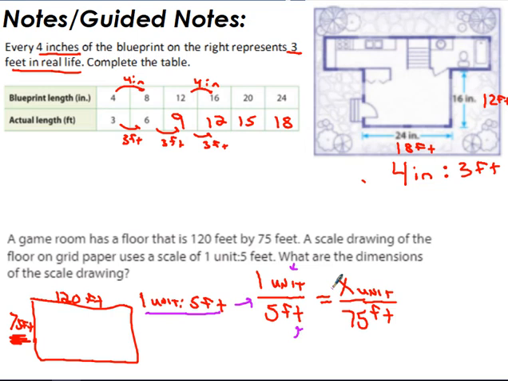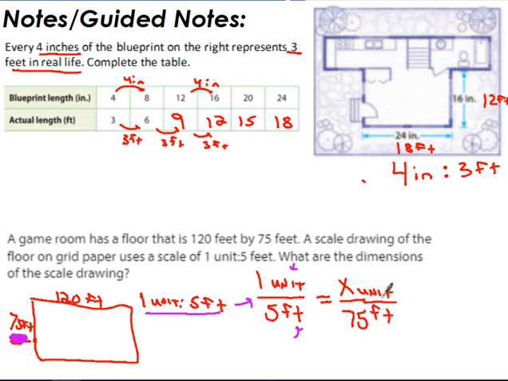And then I'm just going to solve for one side at a time. So I have to actually do this twice. So first, I set up 1 unit over 5 feet is equal to, I don't know how many units this is going to represent. That's what I'm trying to find. I'm trying to find the dimensions of my scale drawing. I don't know how much that is. So that's why I'm using x to represent an unknown, over what I know. And I know that in real life it's 75 feet.